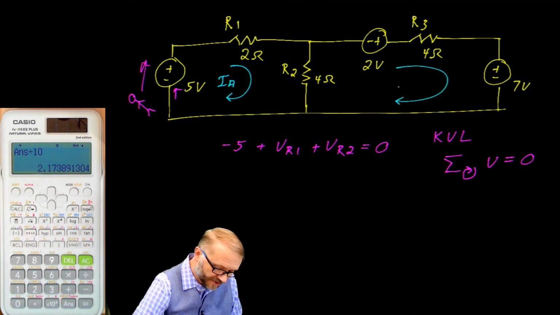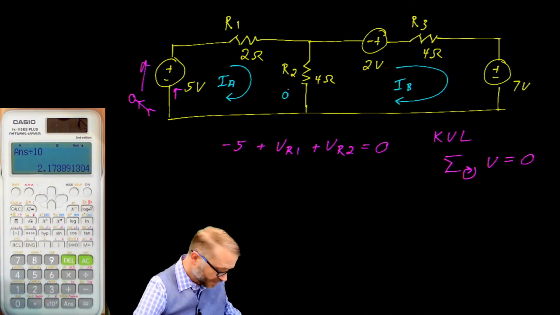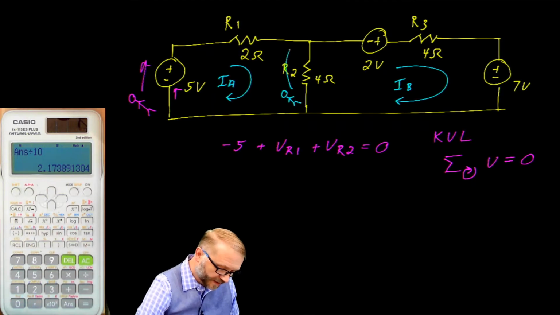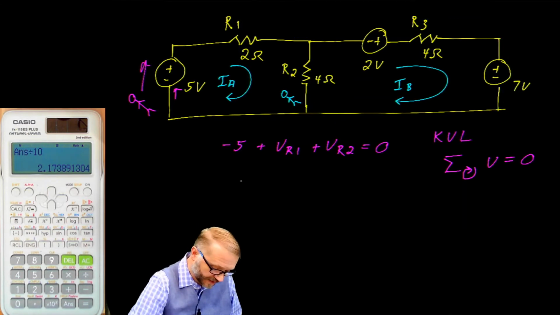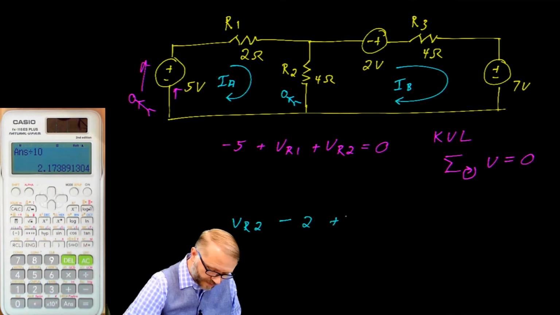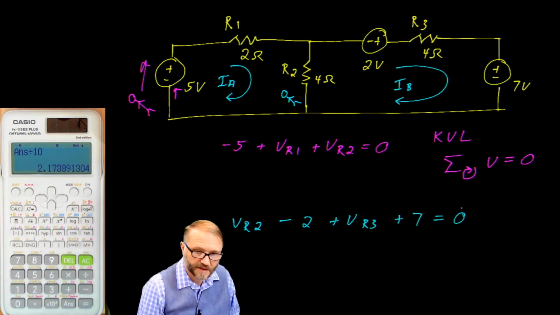And we could establish that there is a current B flowing in this part. Using the same method, we could start in this corner, and now we can make a loop around the circuit. So we can end up with another equation. So let's see what that looks like. You have a voltage on R2 minus 2 plus the voltage on R3 plus 7 is equal to 0.